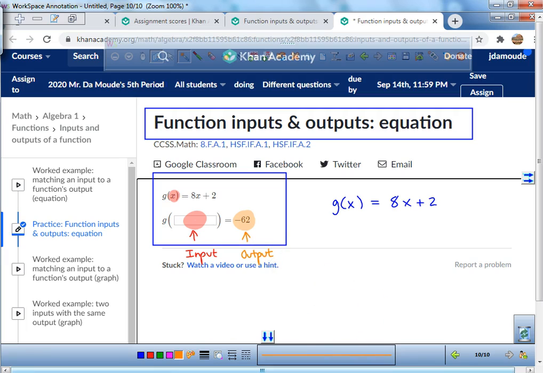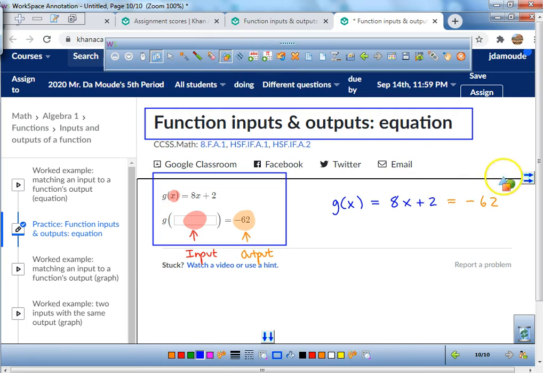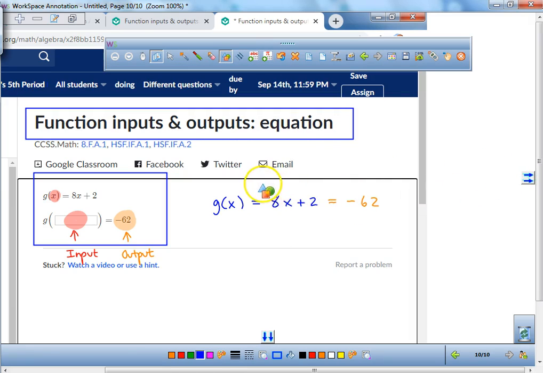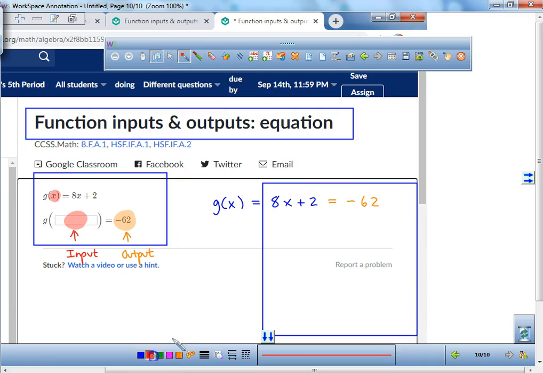All right, so here we go. What are we going to set g of x equal to? They're saying it's equal to negative 62. So right over here, this is going to equal negative 62. So what we're going to do is simply solve for x. We're going to use this little box here, and we're just going to solve for x, solve for a variable.